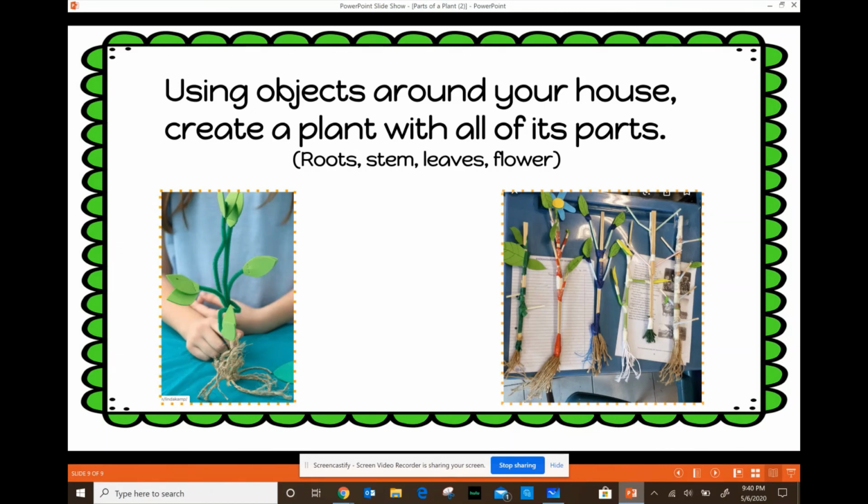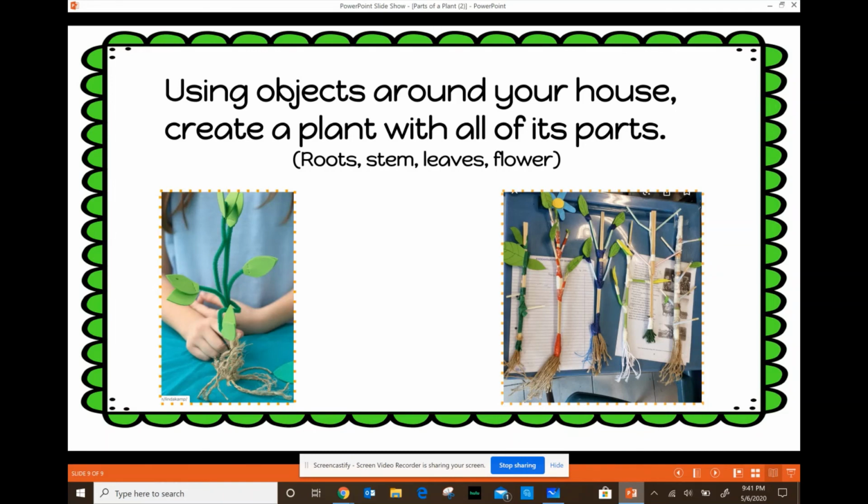Here, the students used pipe cleaner for the stem. You can use something else. You can use whatever you find around your house. And it doesn't have to be a small flower. It could be something that's bigger than even you. You can even use a broomstick to make a stem for a flower, and see what other things you can find around the house to make a flower and its parts.